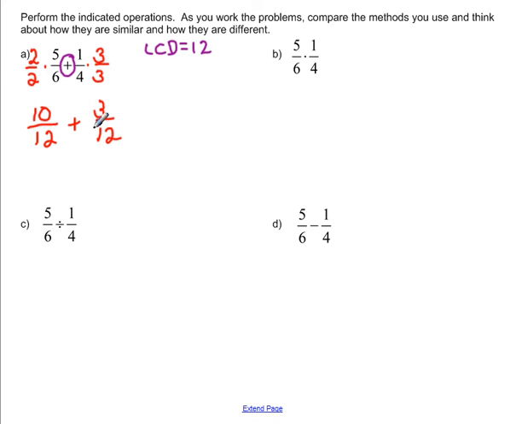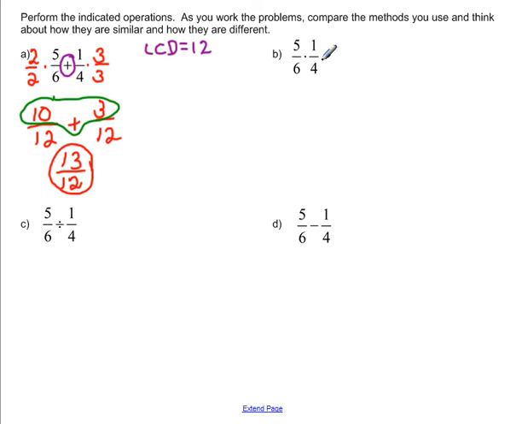So now what we're going to be doing for our addition, we're going to take 10 twelfths and we're going to add 3 twelfths. So that would give us, remember the denominator stays the same as twelfths, and we add the numerators. That's going to give us 13 twelfths for our final answer. So remember, adding, we needed a common denominator. Denominator stays the same, and we add the numerators. Only the numerators get added.